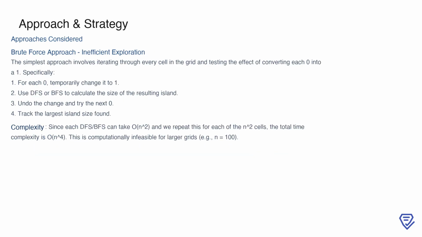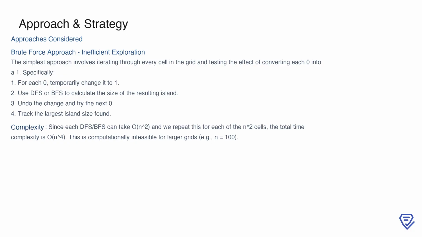To begin tackling this problem, one straightforward approach is the brute force method. Here, we explore every cell in the grid, focusing on each 0. For each 0, we simulate converting it into a 1, and then use a search algorithm like DFS or BFS to calculate the resulting island size. Afterward, we undo the change and repeat the process for the next 0, keeping track of the largest island size we encounter. While this method is conceptually simple, it is computationally expensive.